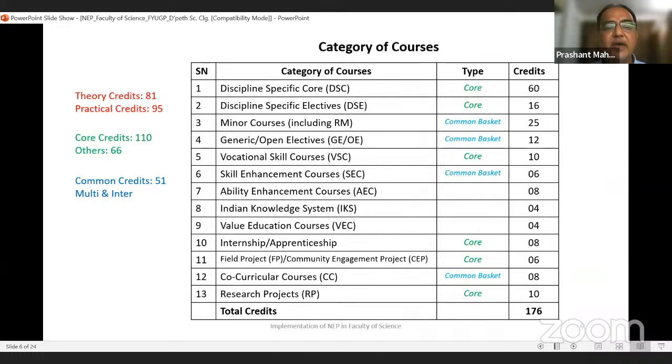Thus, here we have more than 50% of the total credits in the major. Means for major, we have to have 50% of 176, and we are well within that. But if you consider only the discipline specific core and discipline specific elective, we have only 76. And the rest of the courses, though we are calling them classroom teaching, you will find there are vocational skill courses. Vocational skill courses, serial number 5, with the green color core, because it has to be related with the core, has 10 credits.